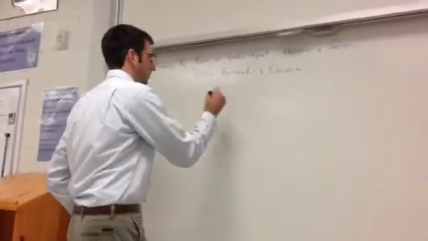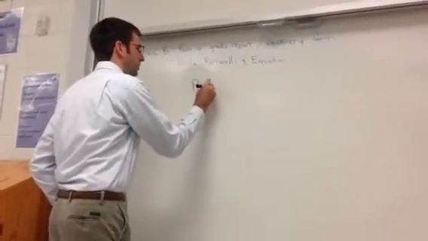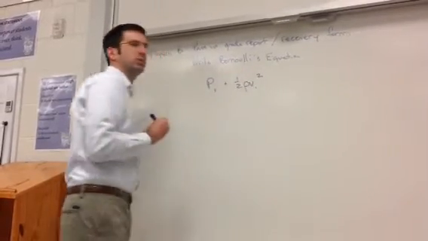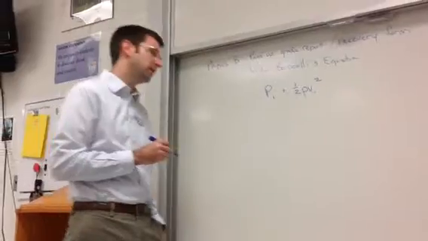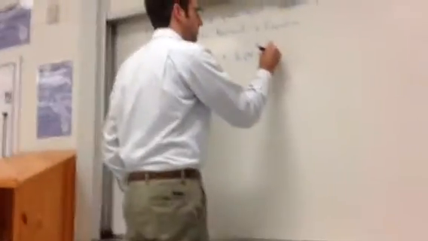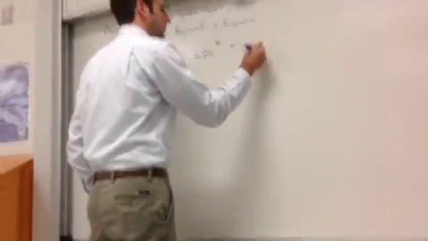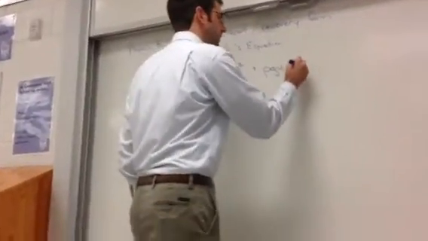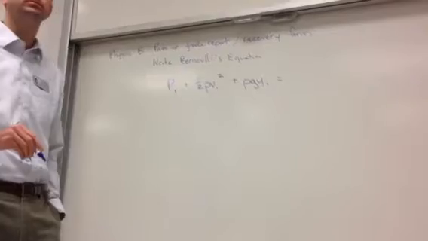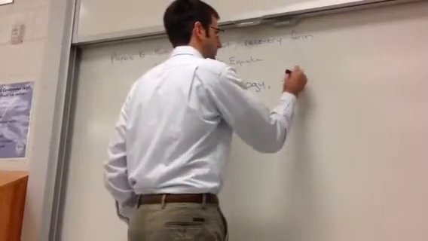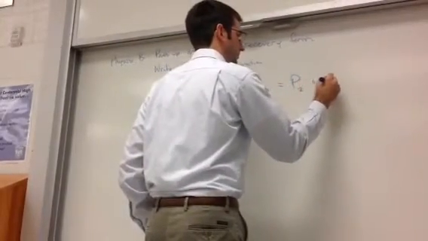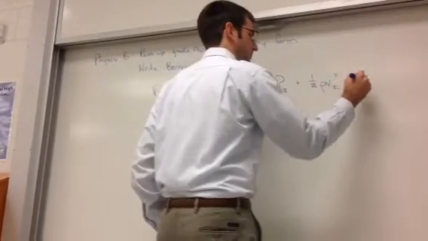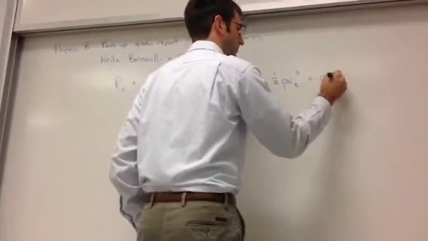P1 plus 1/2 rho V1 squared. What does rho stand for, Will? Density. There you go. Plus rho g y1, and if you want to use h's for that, that's fine as well, but it's a height there, right? Equals P2 plus 1/2 rho V2 squared plus rho g y2. Like this.